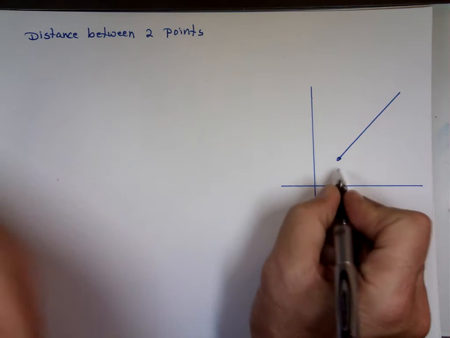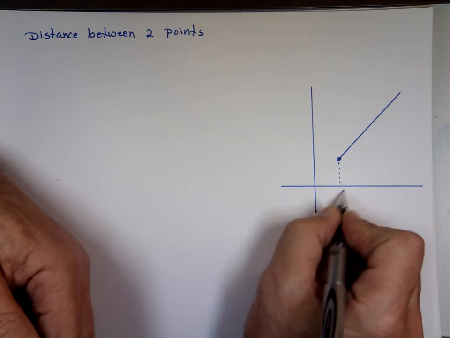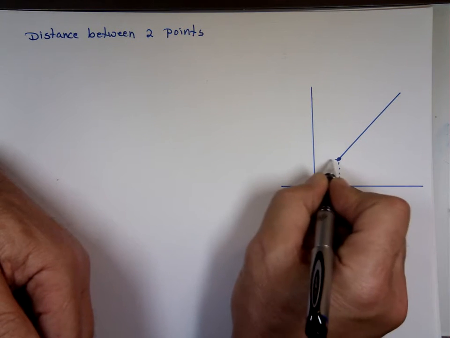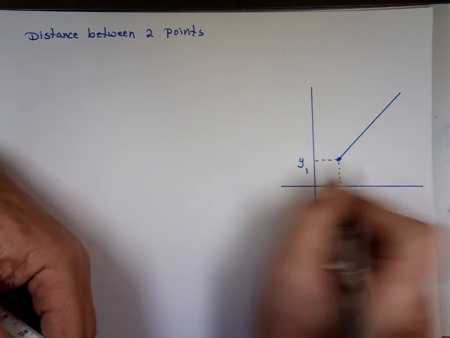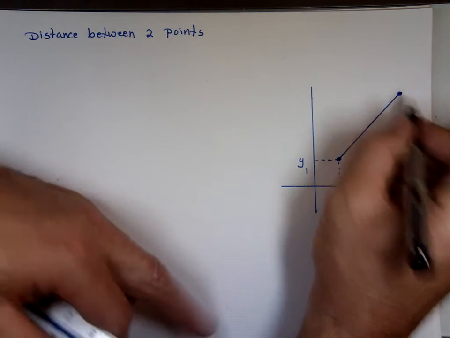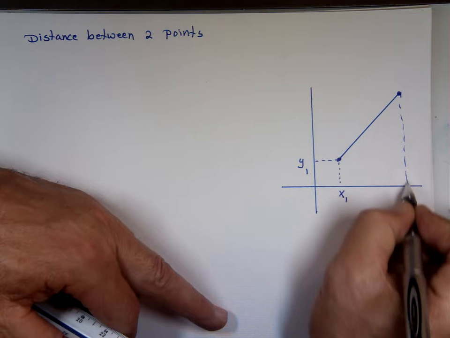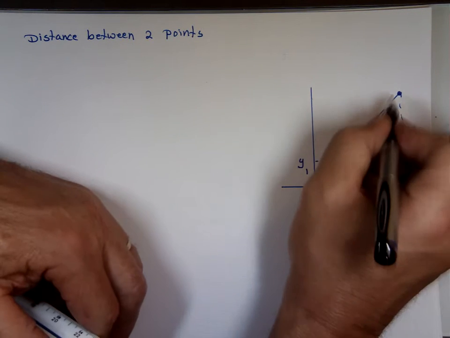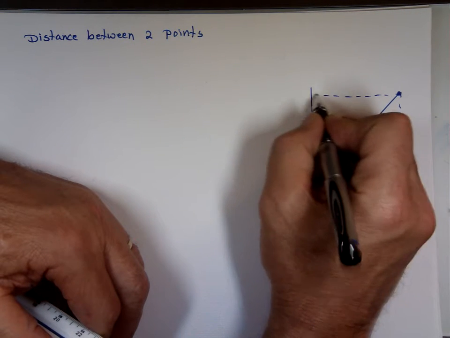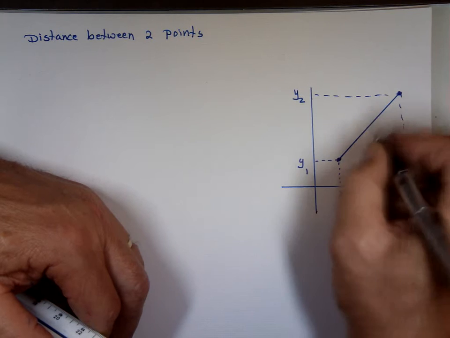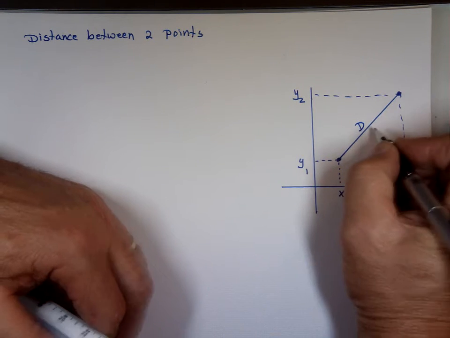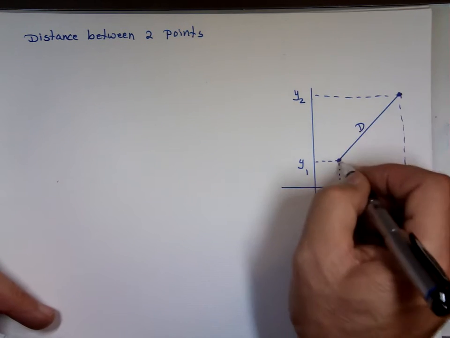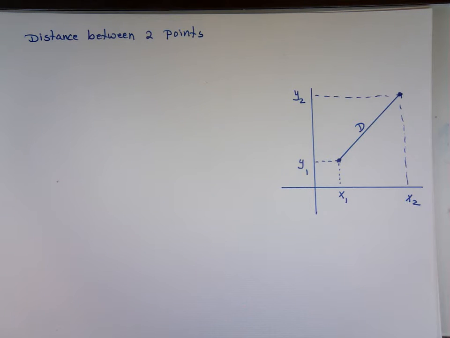This is point 1, so that's the x value of point 1. This is the y value of point 1. This is point 2, the x value of point 2, the y value of point 2. And I want to find the distance between them. If you take a measuring tape, you measure from here to there. What is that distance?